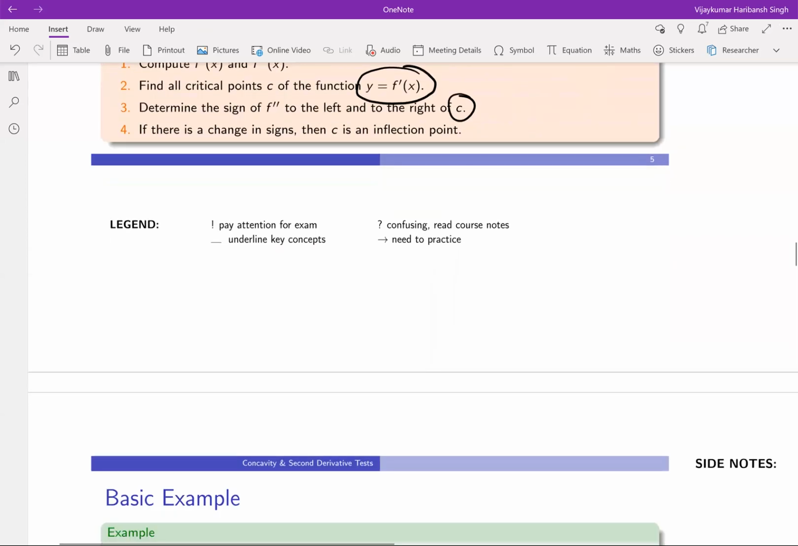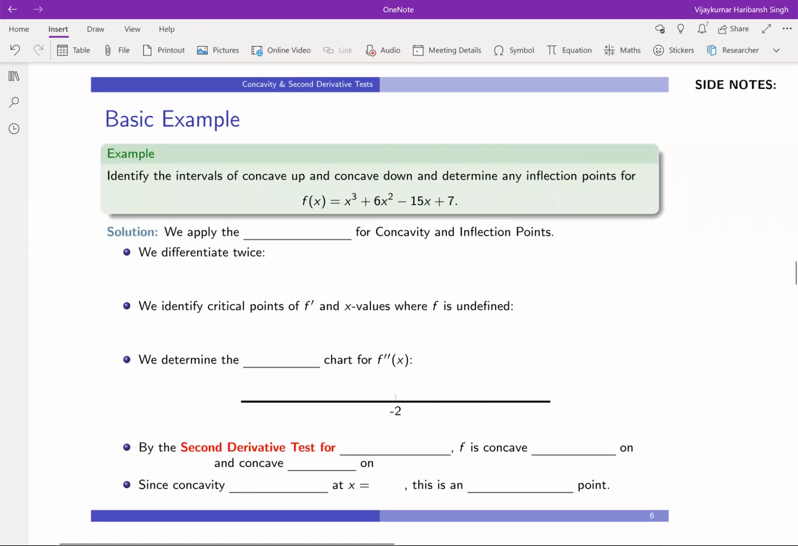Okay, so let's move ahead and do the following problem. We'll apply the guidelines for concavity here. We'll differentiate this function twice. So f prime of x is going to be 3x squared plus 12x minus 15, and f double prime of x is 6x plus 12. Now we need to identify the critical points of f prime, note f prime, not f double prime, and the x values where f is undefined, both.